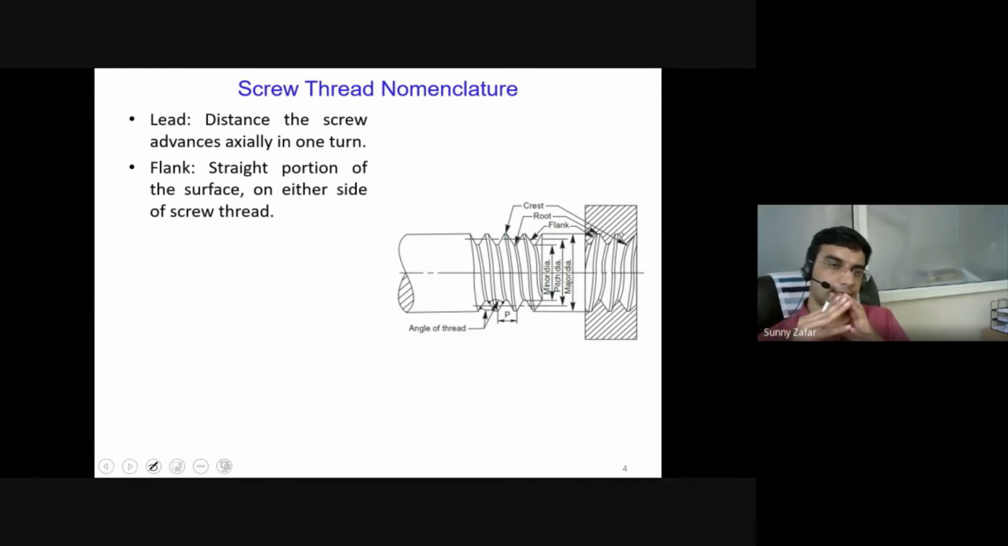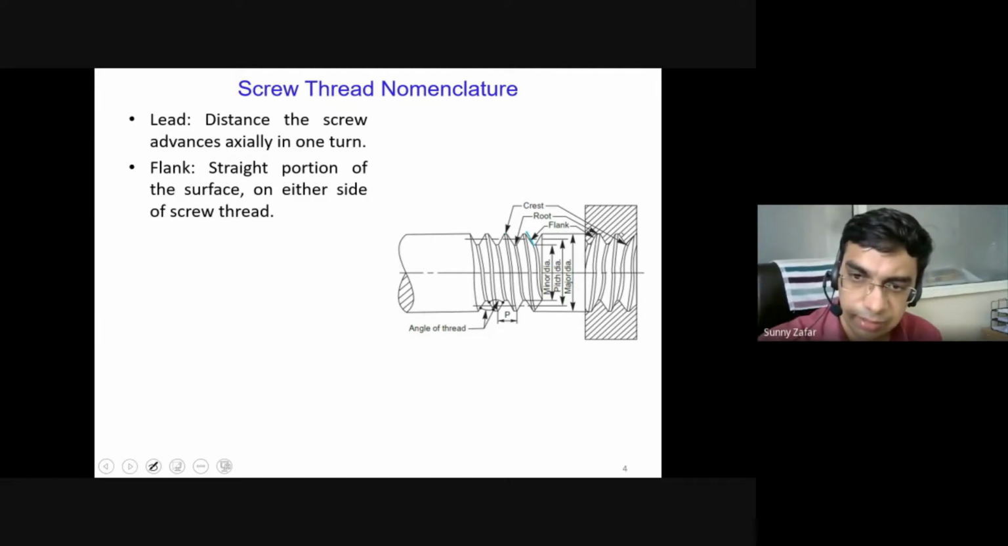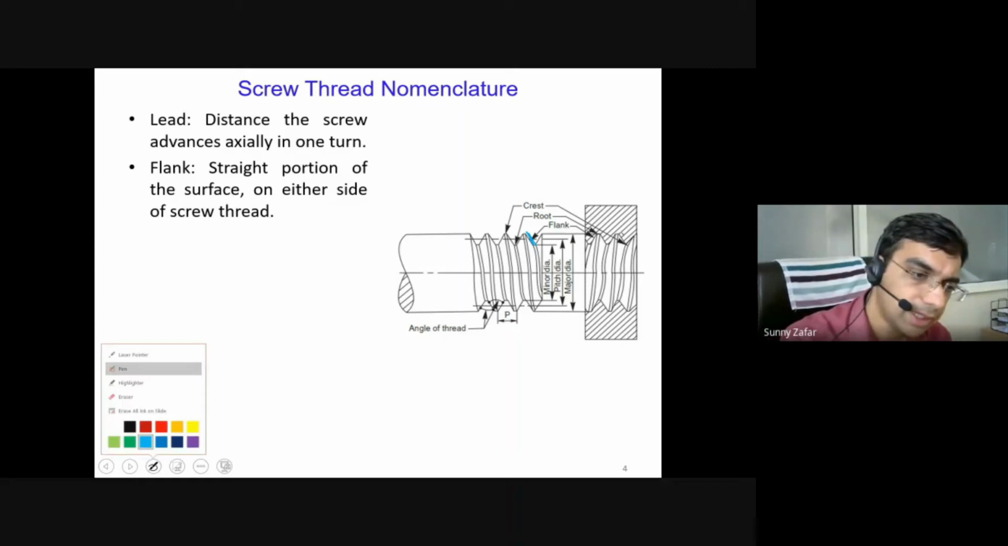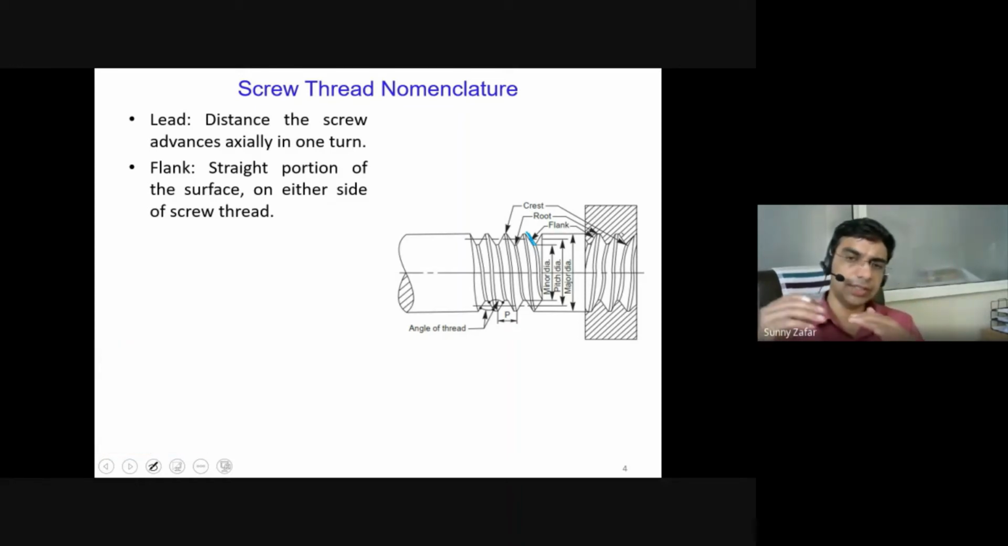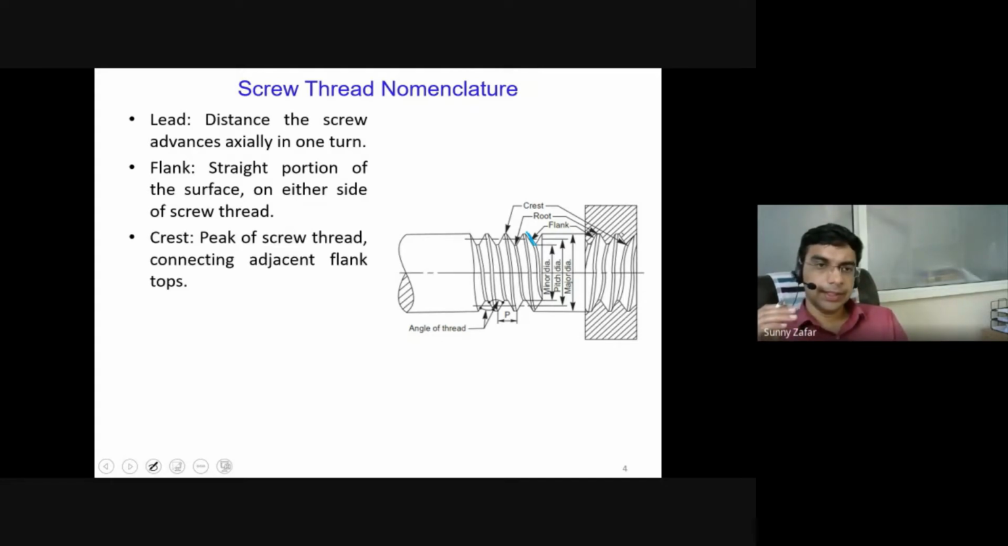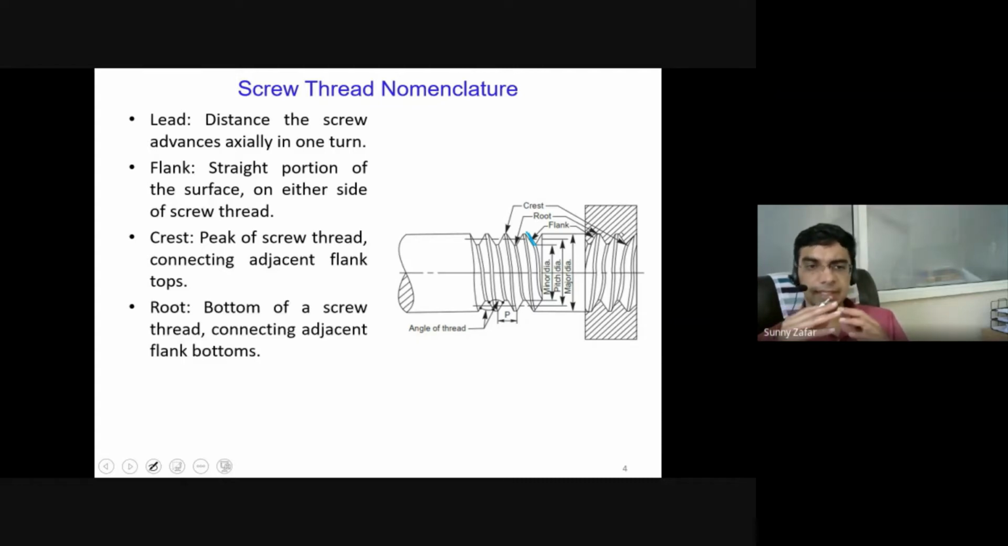Then next is basically the flank. Flank is nothing but the straight portion. So you see here this slant portion. This is basically the portion known as the flank of the threaded fastener. This is present on either side of the screw. Then crest, of course, I discussed that in the beginning. This is basically the peak of the threaded head, between adjacent flank tops, and root is basically the bottom of the screw thread, between adjacent flank bottoms.